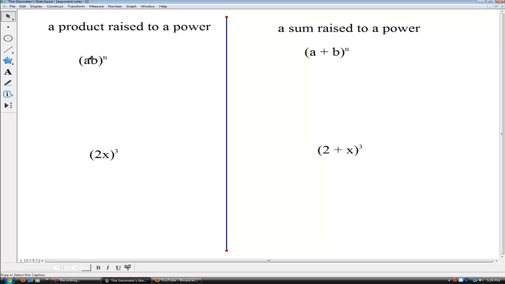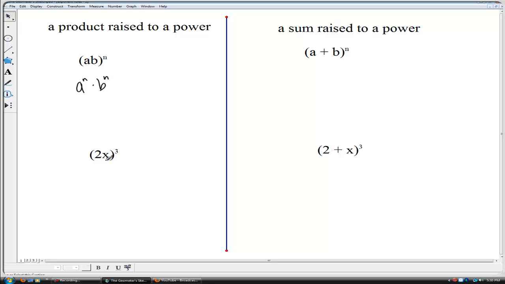Now, a product raised to a power. This ab is indicating that we're multiplying these two factors, a and b, whatever those are, could be any values, and then we're raising it to a power. So what we do here is we apply this degree n to a, so we get a to the nth power times b to the nth power.